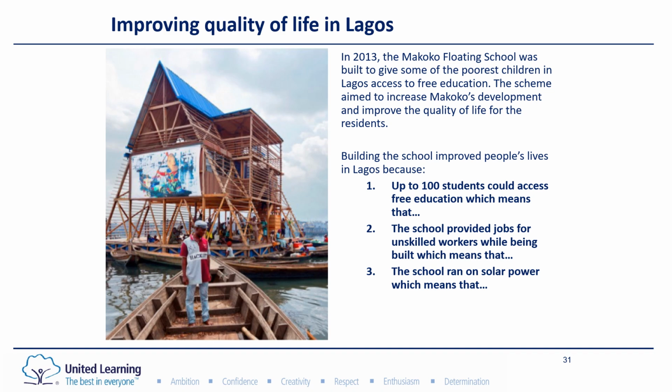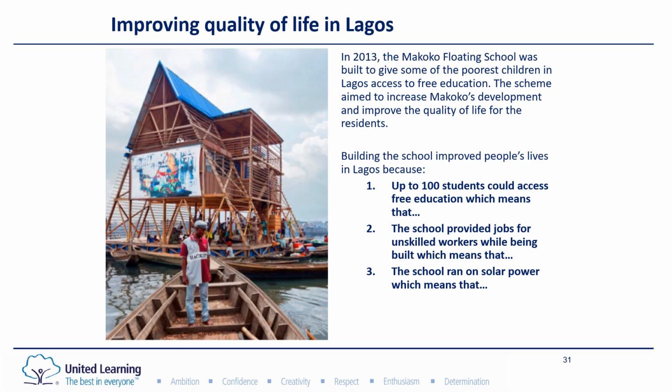This means they got the qualifications, which means they could get formal jobs in the future, therefore moving out of Makoko and having a better quality of life. The school also provided jobs for unskilled workers. This means these workers gained a skill. They gained experience in building, which meant they could then go on later to get formal jobs which were higher pay, so therefore having more disposable income.